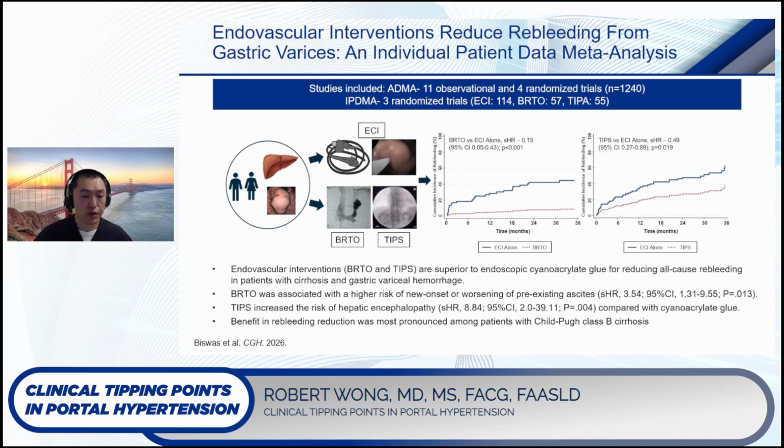However, they also noted that those that underwent BRTO had higher risk of new onset or worsening ascites, and those that underwent TIPS had higher risk of hepatic encephalopathy. Furthermore, they found that the reduction in bleeding risk was most pronounced among those with Child-Pugh B cirrhosis.